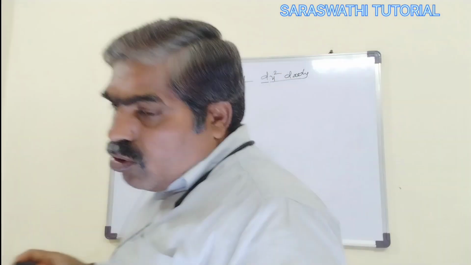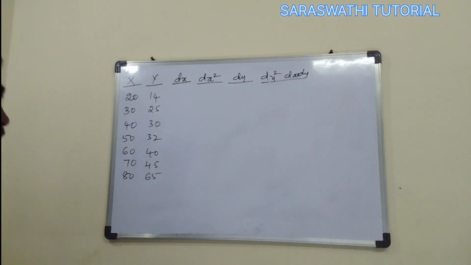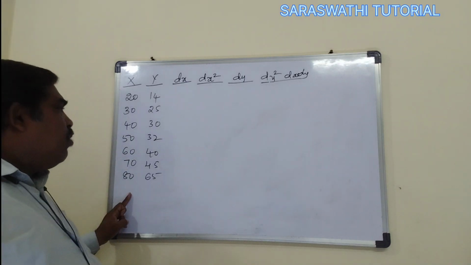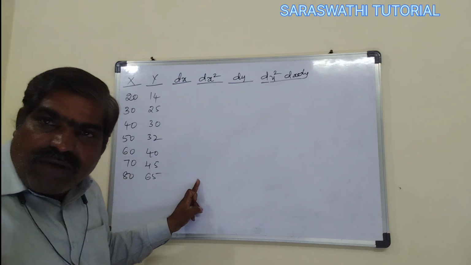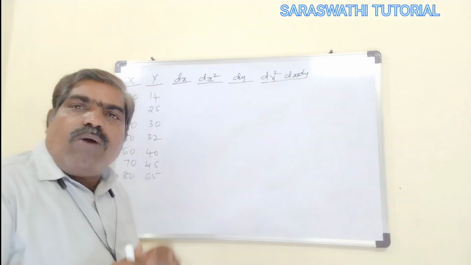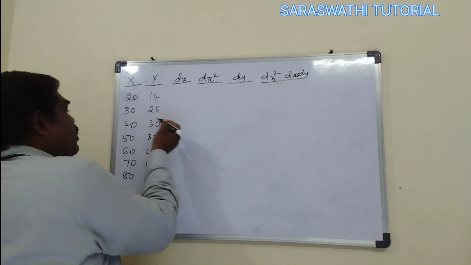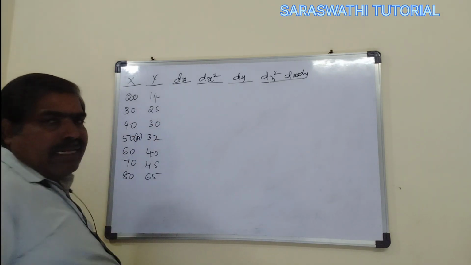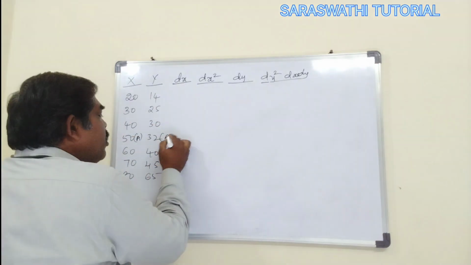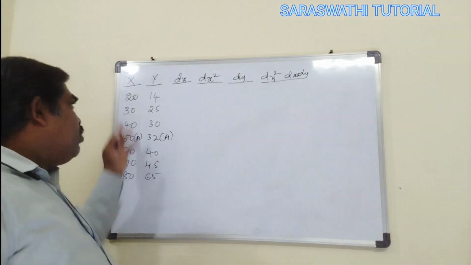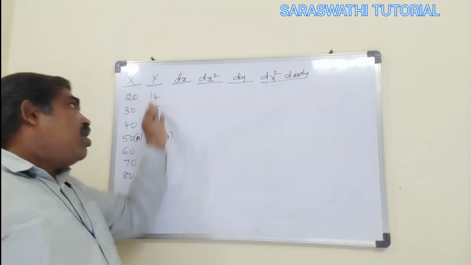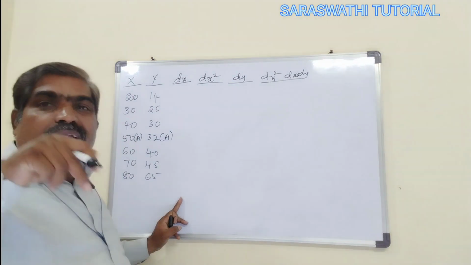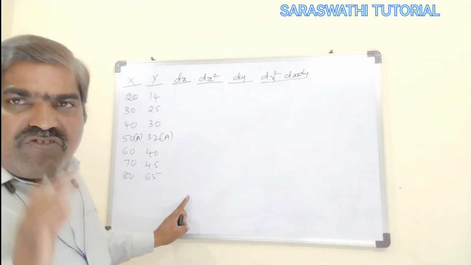So in that, you take any one value as A. In the x series one value, and in the y series also one value we have to take as A. So now I am taking one observation which is 50 in the x series and 32 in the y series. Not only 50, you can take any observation from here and any observation from here. One observation must be taken as the assumed mean.